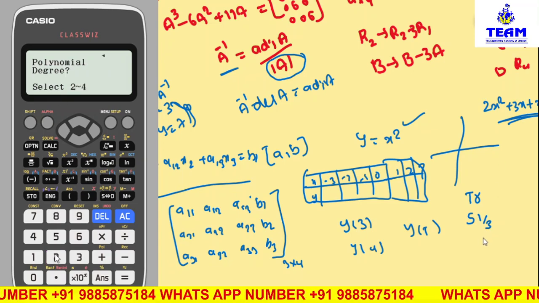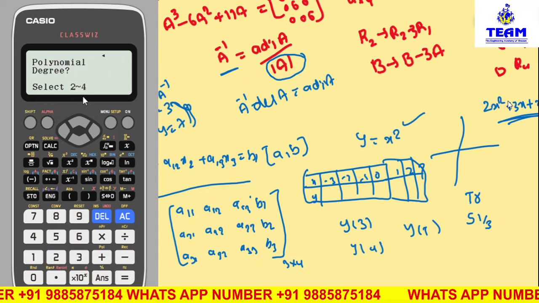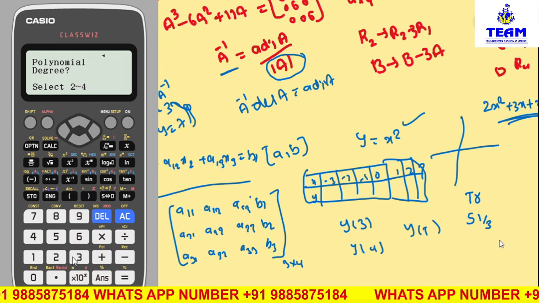Okay, so if you press 2, what will happen? You see, they will ask for a degree: degree 1, degree 2, degree 3. Suppose degree 3, friends.